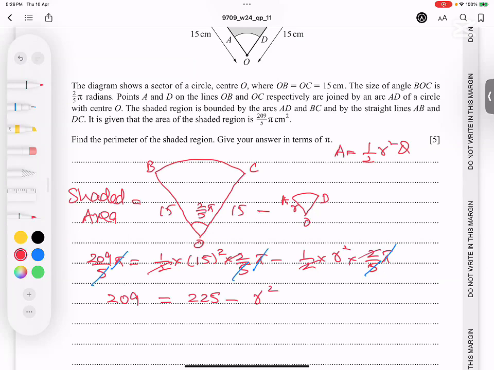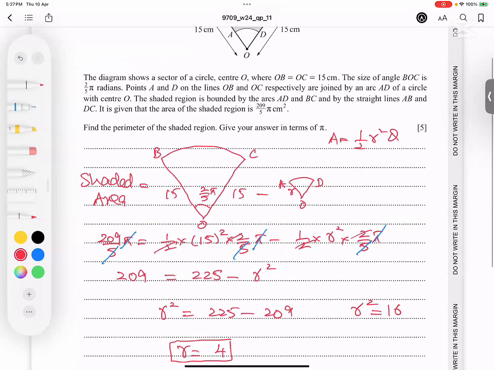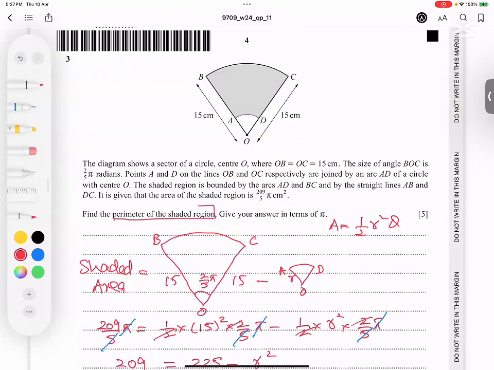And 225 minus 209. So if r squared goes there and this comes on this end, I got 225 minus 209. R to the power 2 is 16. If I take a root, I got plus and minus 4, but length is never negative. So I got a radius 4, but the question is asking the perimeter of the shaded region.